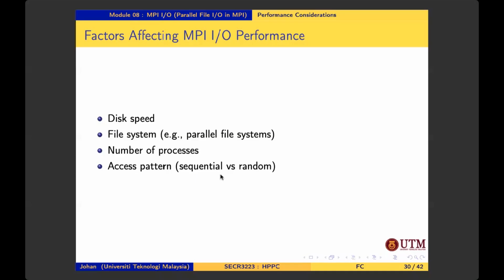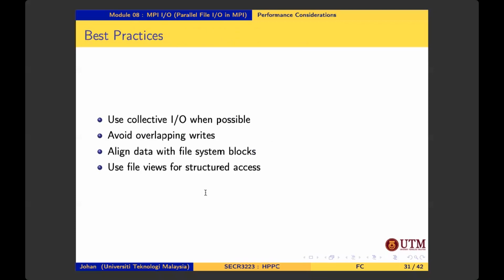This comes from research, so I will not explain it in detail. If you are interested in this kind of parallel programming, especially MPI IO, these are the parameters that will affect its performance. So best practices: use collective IO when possible, because based on the explanation I gave you, collective IO is the first priority if you have massive, huge data. Avoid overlapping writes, align data with file system blocks, and use file views for structured access.